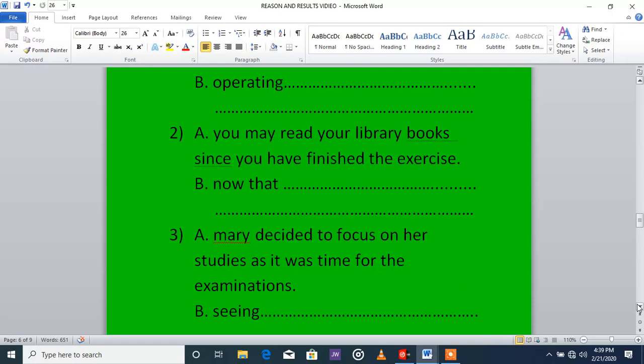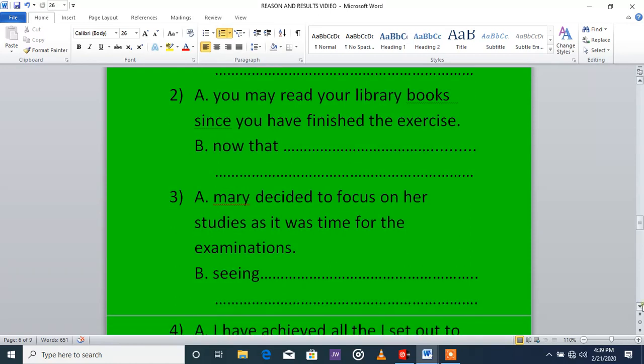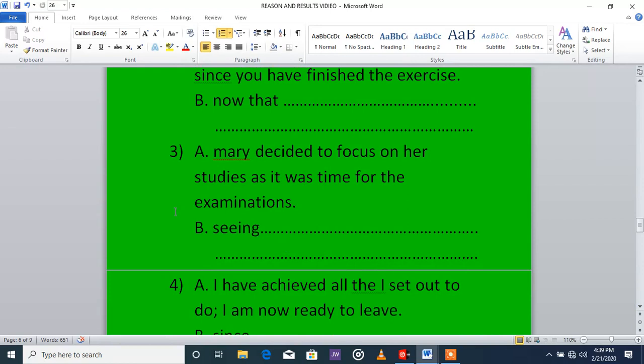It's called the subordinate. So it will read, begin now that, now that you have finished the exercise, comma, you may read your library books. You put a full stop. Let's look at the other one. Number 3.